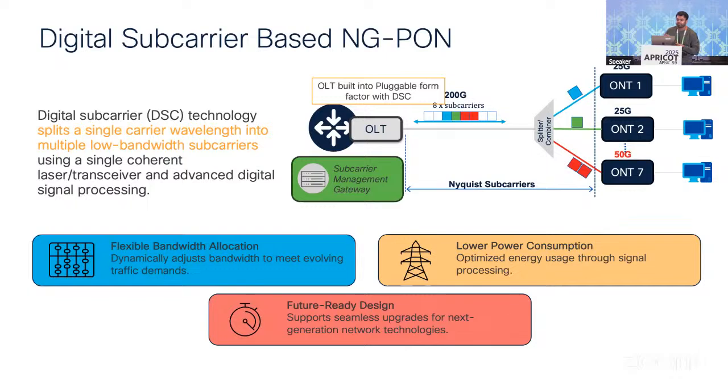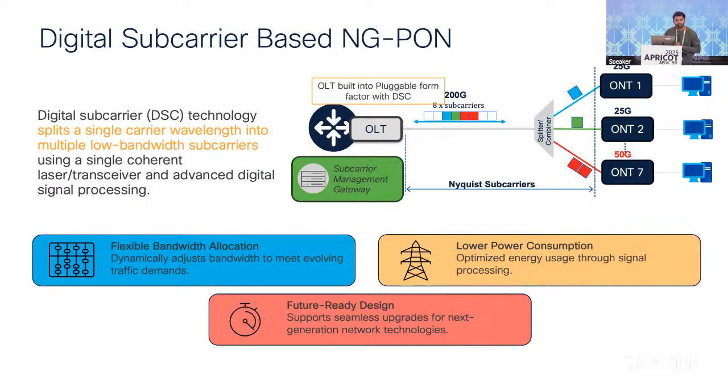Now, one of the users wants an additional bandwidth of, let's say, 50G. So we will have a 200G overall limit, and then we will have 8 subcarriers of 25G. So we can assign 2 specific subcarriers to a specific customer, using which it can have higher bandwidth limits.